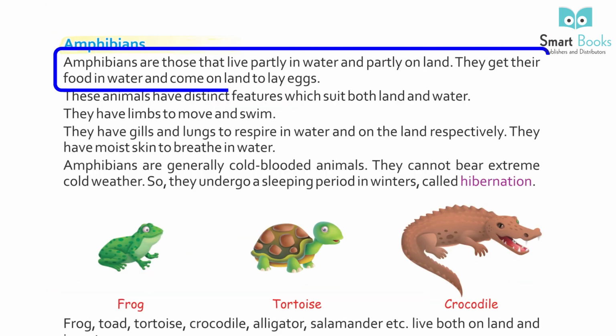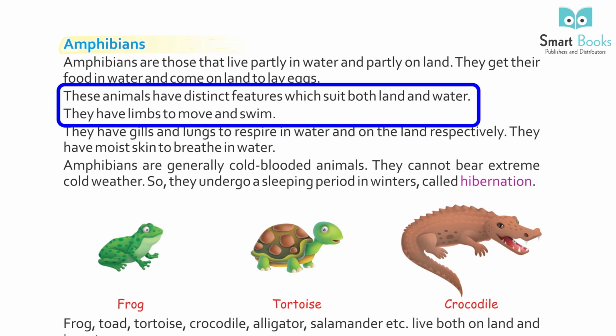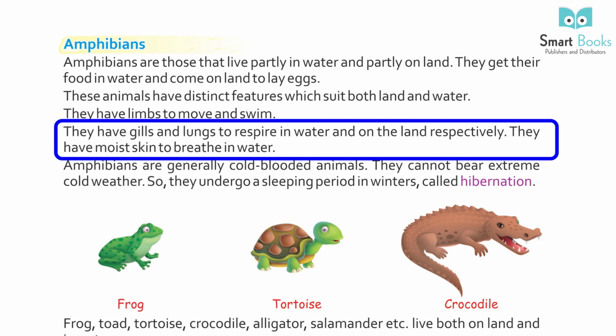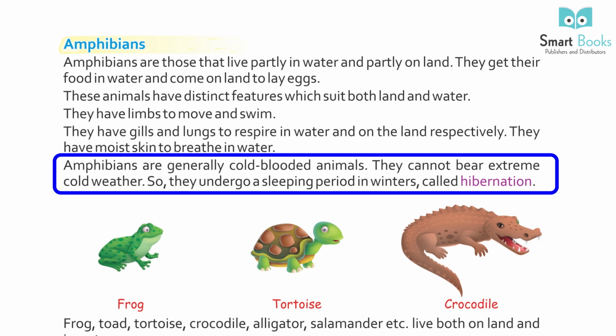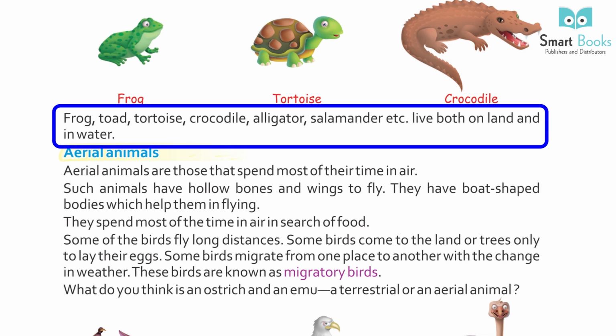Amphibians. Amphibians are those that live partly in water and partly on land. They get their food in water and come on land to lay eggs. These animals have distinct features which suit both land and water. They have limbs to move and swim. They have gills and lungs to respire in water and on land respectively. They have moist skin to breathe in water. Amphibians are generally cold-blooded animals. They cannot bear extreme cold weather, so they undergo a sleeping period in winters called hibernation. Frog, toad, tortoise, crocodile, alligator, salamander, etc. live both on land and in water.